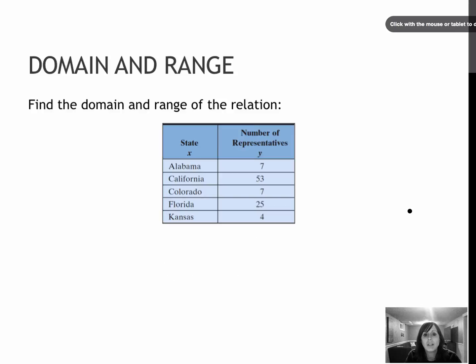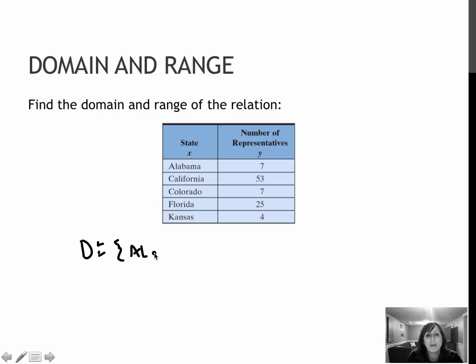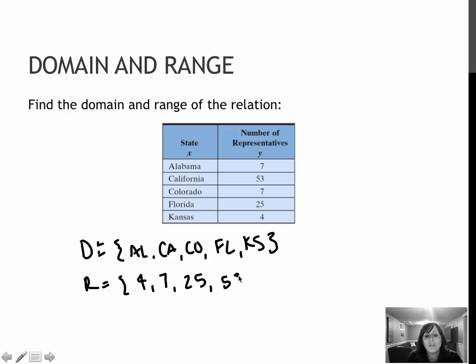Here's our table again. To find the domain, it would be all of the x values, so my domain in this case would not be numbers. It would be Alabama, California, Colorado, Florida, and Kansas. And my range would be 4, 7, 7 again, but I only write it once, 25, and 53.